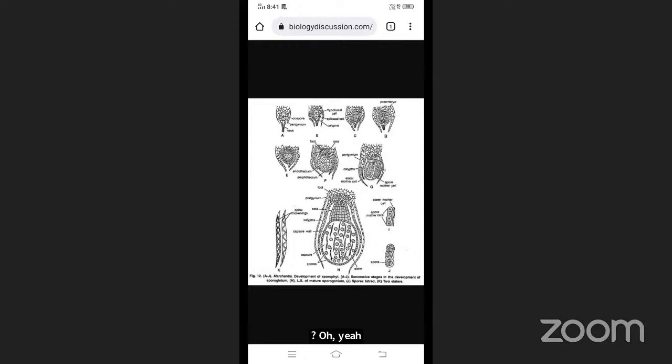Inside the antheridia there are androcyte cells. These androcyte cells undergo reduction division to form the anthrozoids. Each anthrozoid is biflagellate.